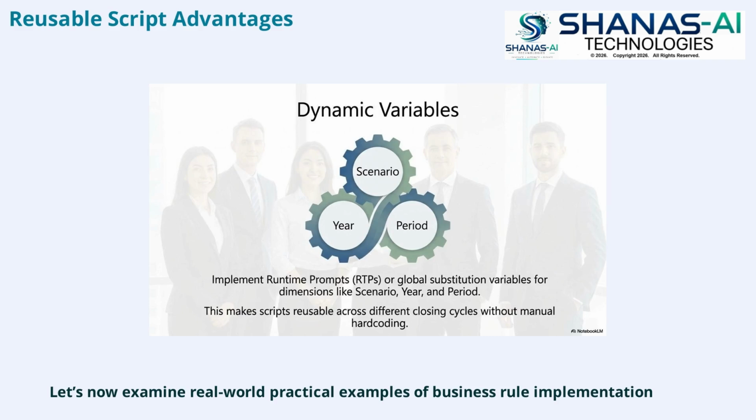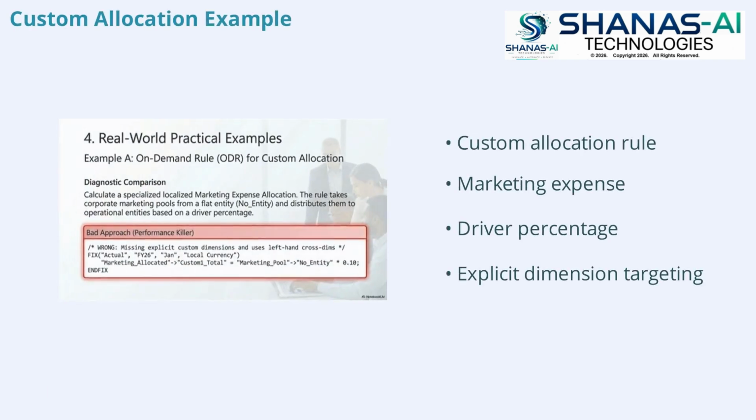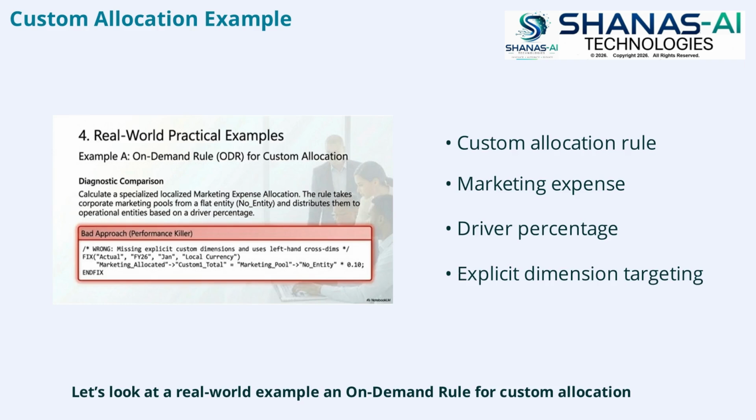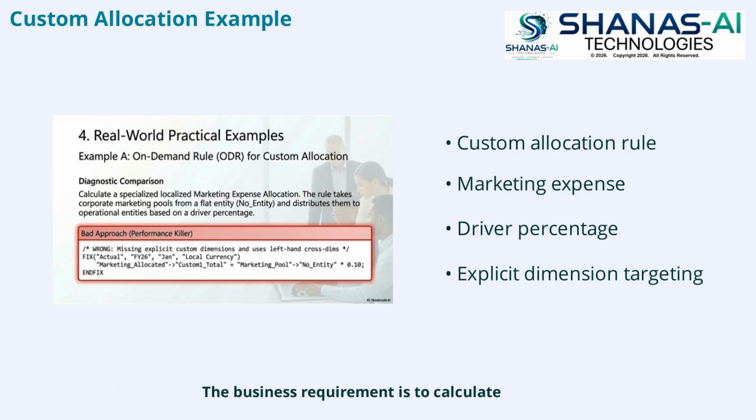Let's now examine real-world practical examples of business rule implementation. Let's look at a real-world example, an on-demand rule for custom allocation. The business requirement is to calculate a specialized localized marketing expense allocation. The rule takes corporate marketing pools from a flat entity and distributes them to operational entities based on a driver percentage. This example highlights the importance of proper scoping and explicit dimension targeting.